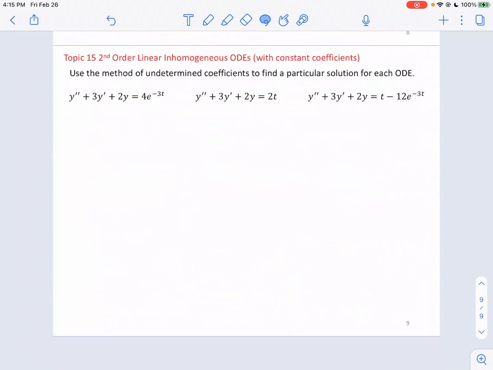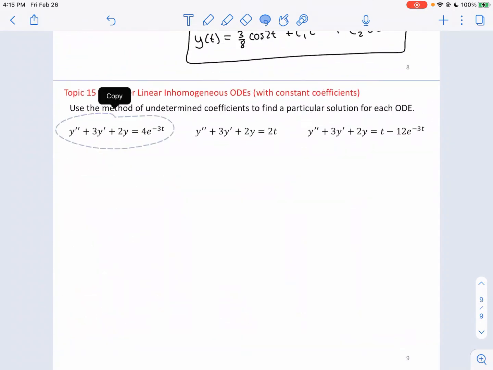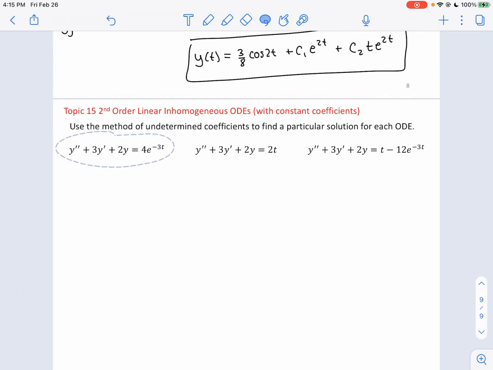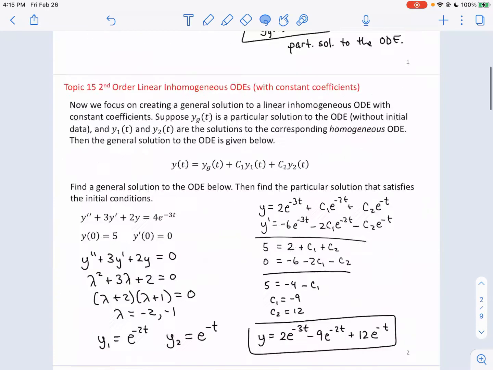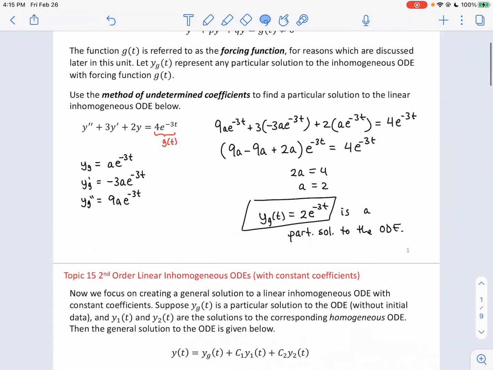So notice that this first one here, and here we're not looking for general solutions, we're looking just for the y sub g. That's all I'm after right now, just what the y sub g is. I'm not trying to create the general solutions to any of these. And this first one is one that we had already done. It was the very, very first one. Right here. Exact same differential equation.